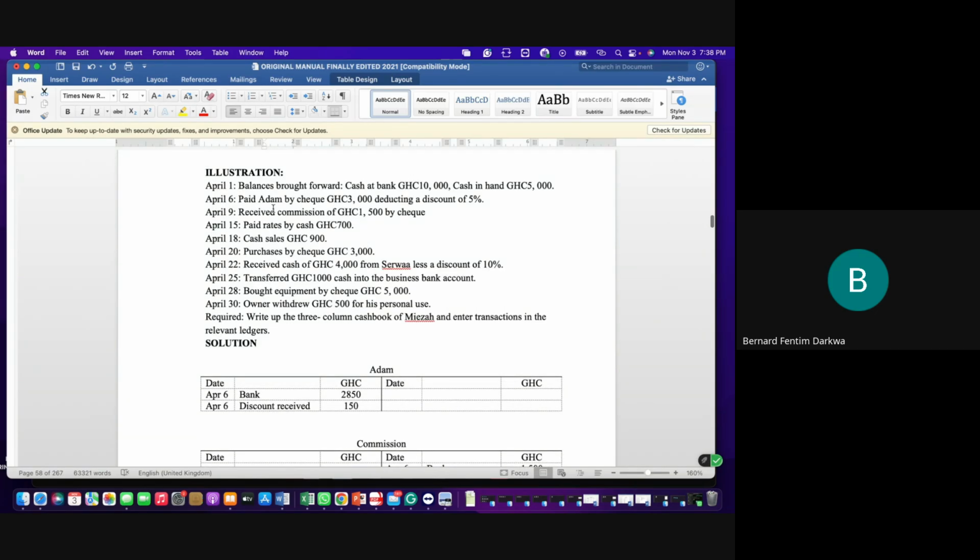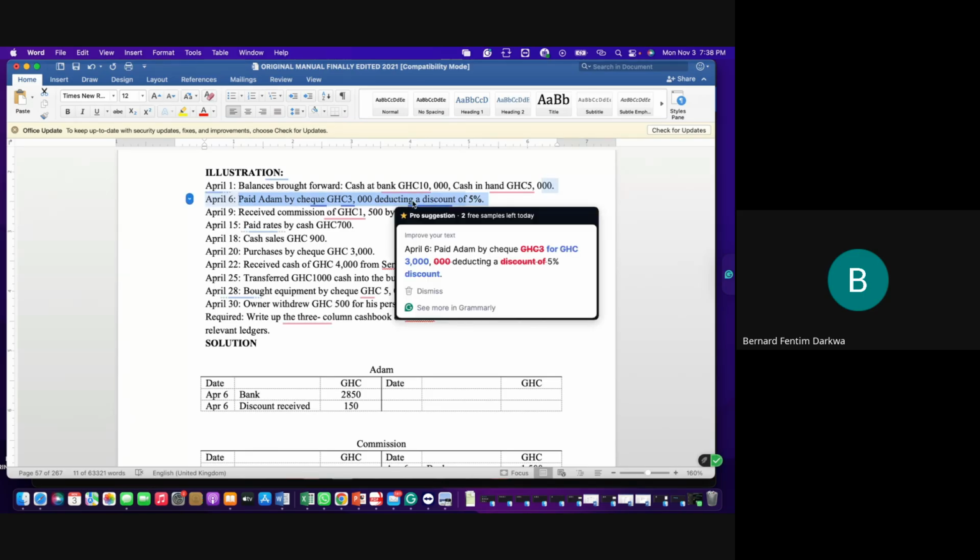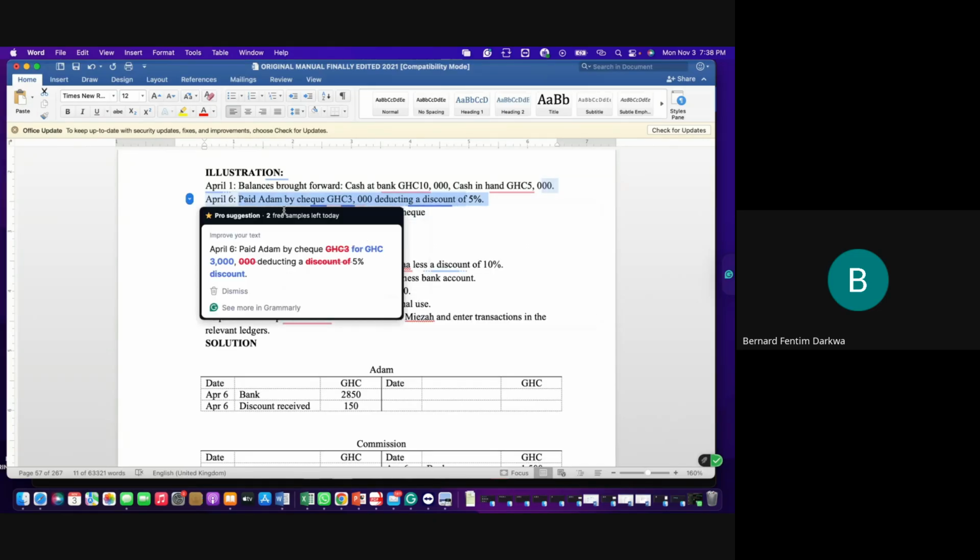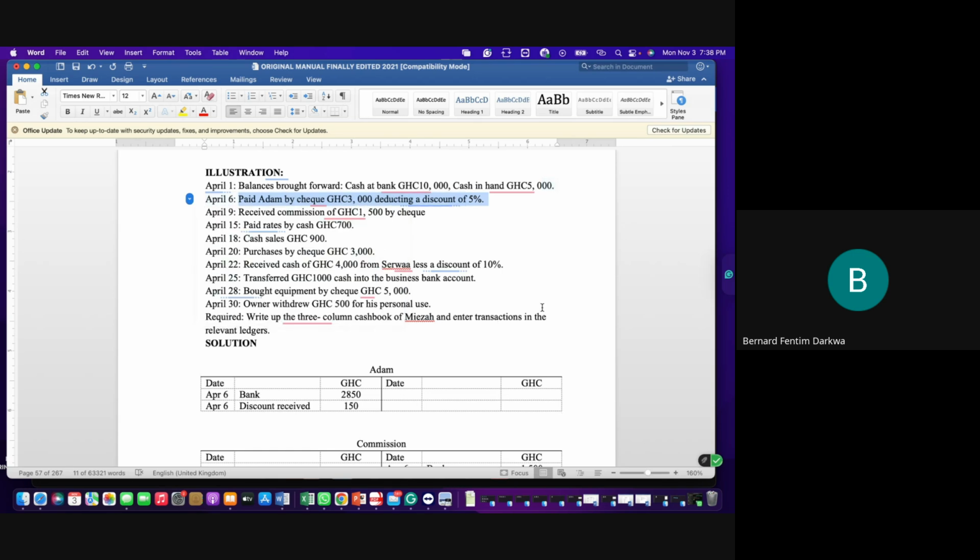Paid Adam by cheque, deducting a discount of 5%. Whenever you are doing cash and you see discount, that means it is not 2 columns but 3 columns. Here you are going to pay Adam by cheque 3,000, deducting a discount of 5%. We go to the bank column. But here you cannot record 3,000, because before paying, you have to deduct 5%. So you work out 5% of 3,000 and show that as discount.